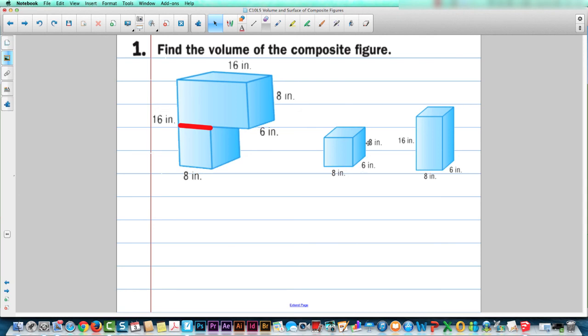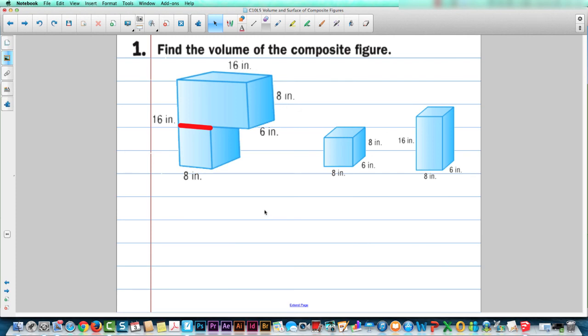Now how did I figure out the height? It doesn't tell me the height from here to the red line, but I do know that the whole distance from the bottom to the top is 16, and that the top part is 8 inches long there. So if the whole thing is 16 and part of it's 8, what must be left is 8, and that's how I knew the height of this. This piece here is being represented by this solid, and it's a 16 by 8 by 6.